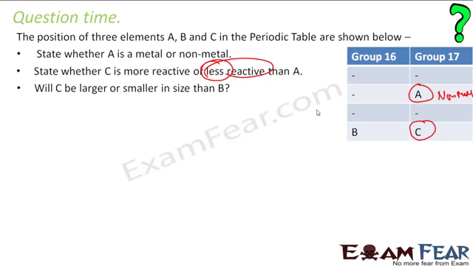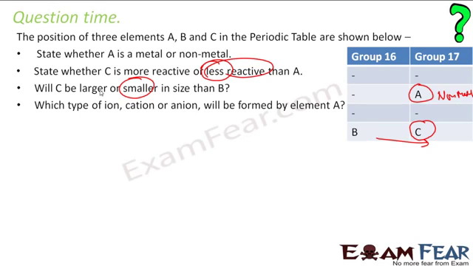Will C be larger or smaller than B? Compare C and B. C has to be smaller because the number of shells is the same, but if you go from here to here, the protons become more powerful as compared to B, right? And then it will attract electrons more compared to B, and thus the size will decrease. So you can see that C is smaller than B.